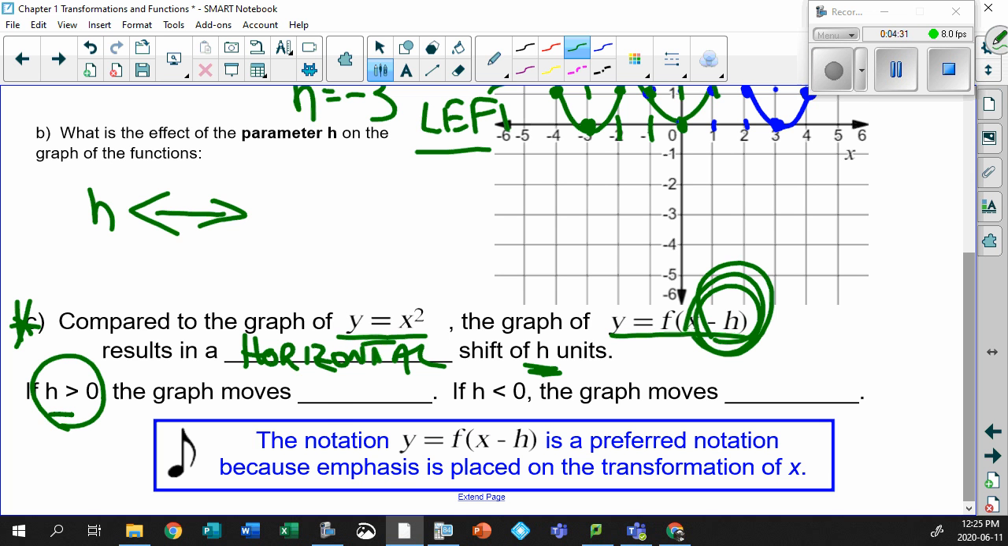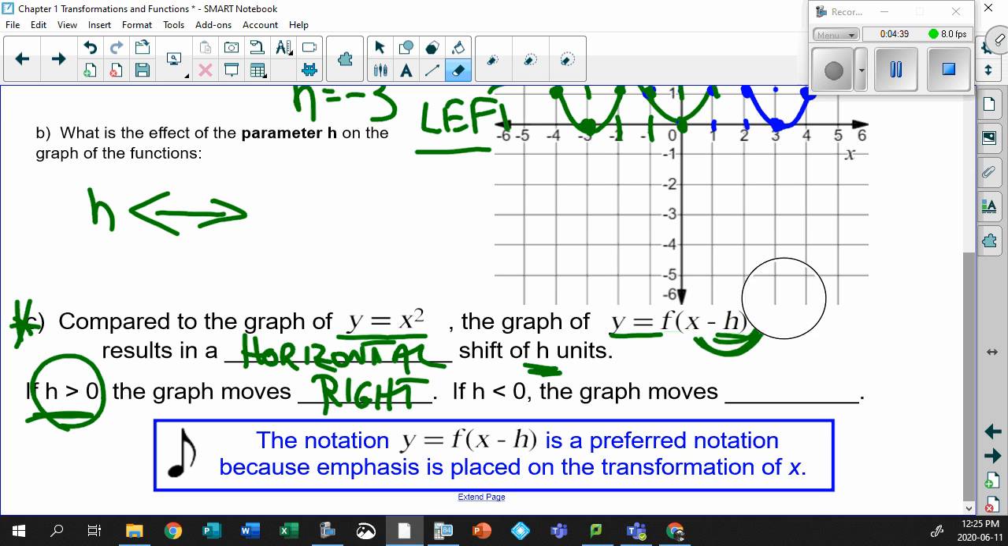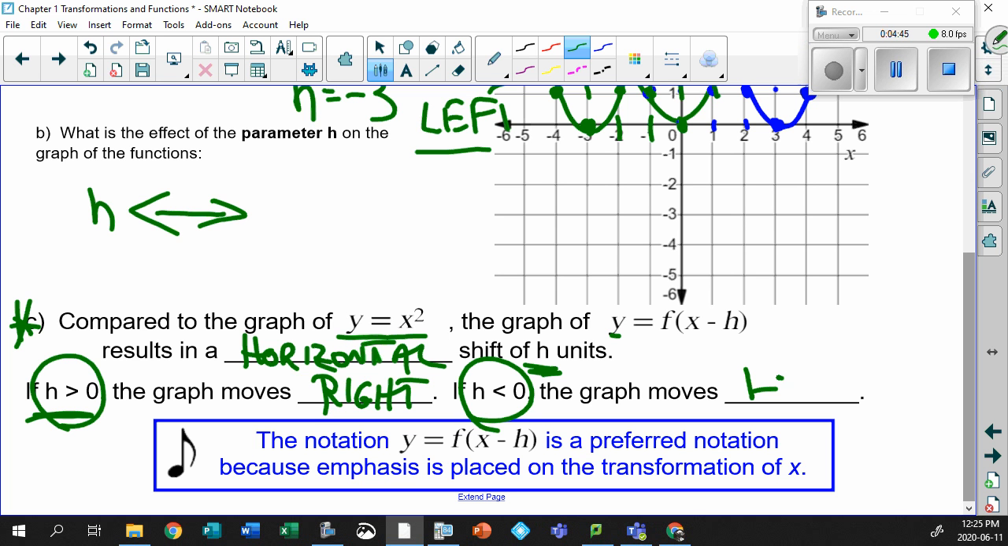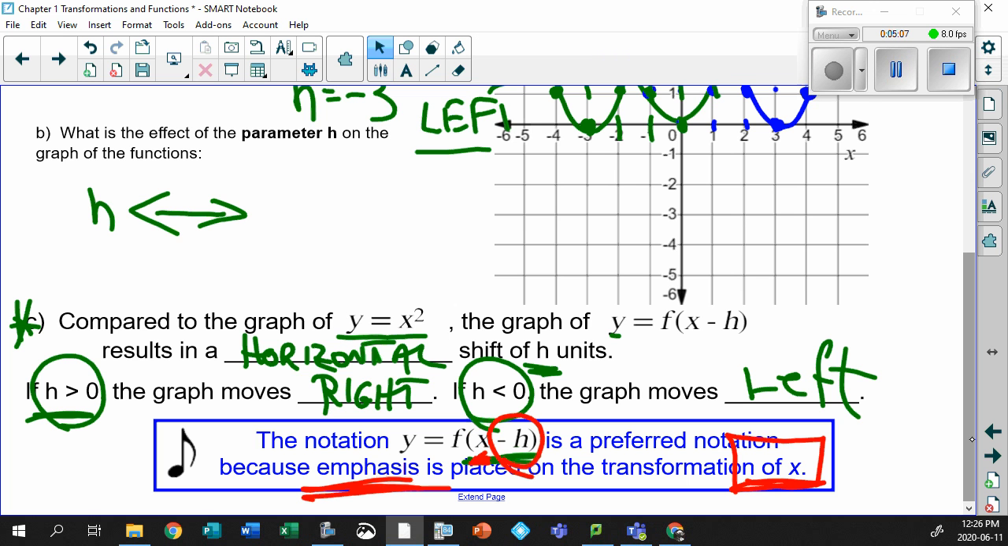So if the h is a positive, the graph moves right and will look negative in this function. If the h is negative, this moves left. All right, so the notation is used. Why? Because again, just like before, the notation is used because the h here inside with the x places emphasis on a transformation of x. So we're going to see what that is all about in the upcoming podcasts.